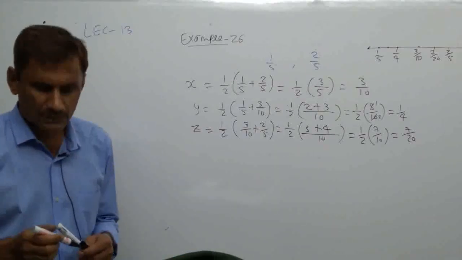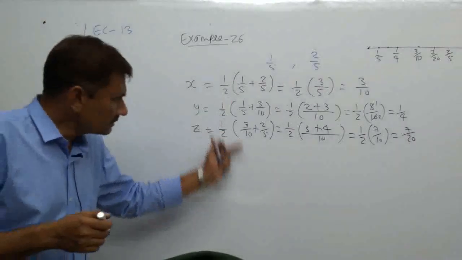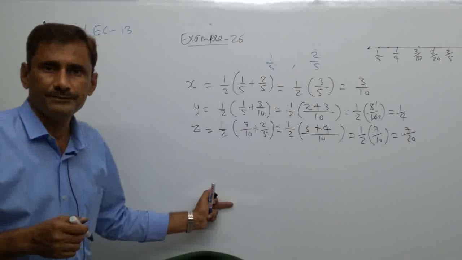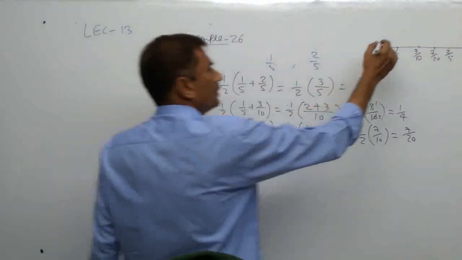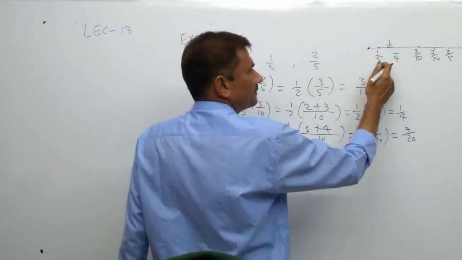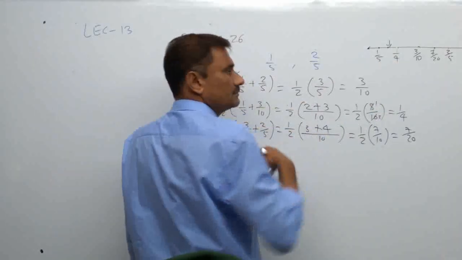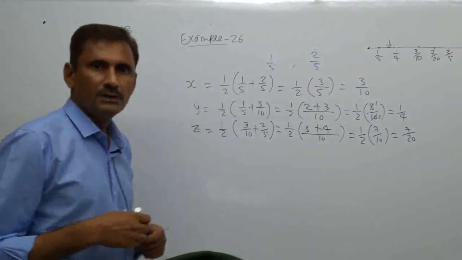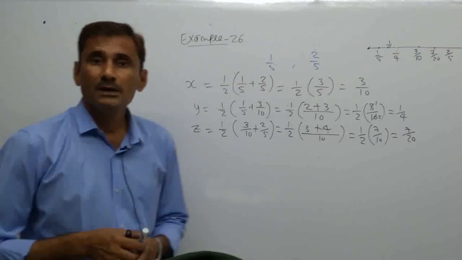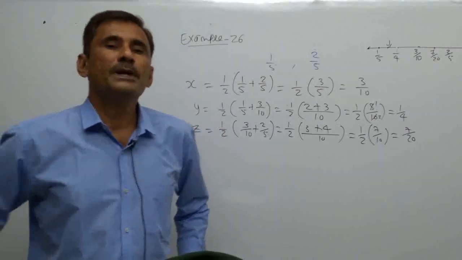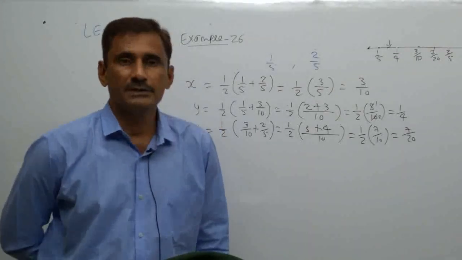So understood? So many answers are there. I am not completing this sum here. But again, if you want, then you can find here also: 1 by 5 plus 1 by 4 is the average of that one. Understood that this is the second method of getting rational numbers in between.